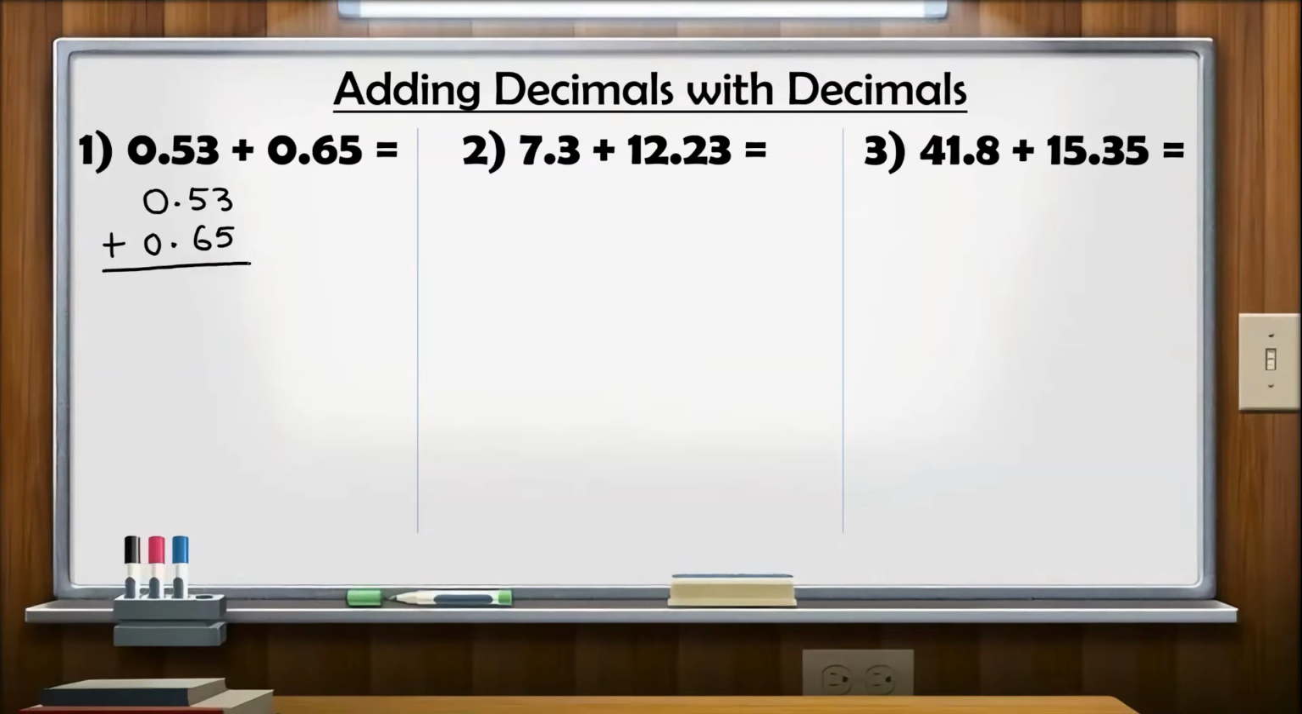Once I have set up the question, I'm now going to add the numbers in each column, allowing me to find the final answer. So I will add the 3 plus the 5, which gives me 8. The 5 plus the 6, which gives me 11. So I place 1 here, and I carry over my 1. The decimal place, as we know in maths, does not move, so that stays where it is. And then I add the units up together. 0 plus 1, which gives me 1. So there we have it. 0.53 plus 0.65 is equal to 1.18.